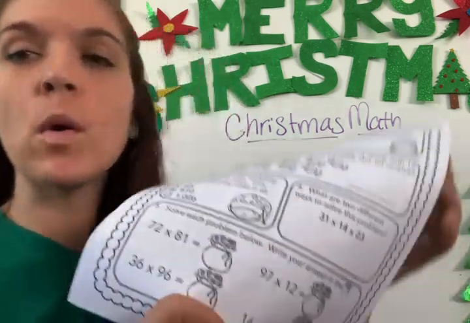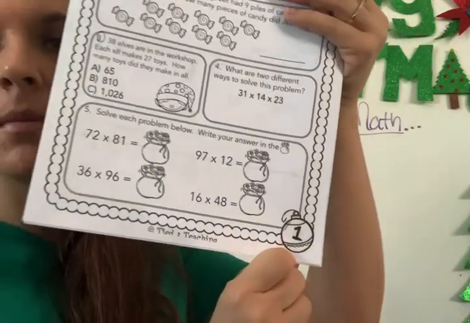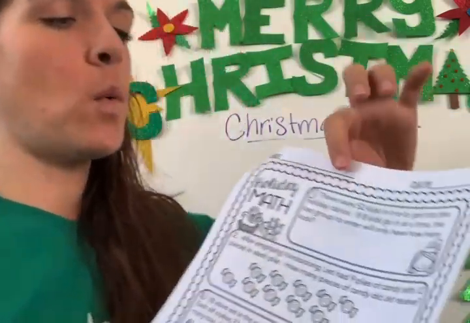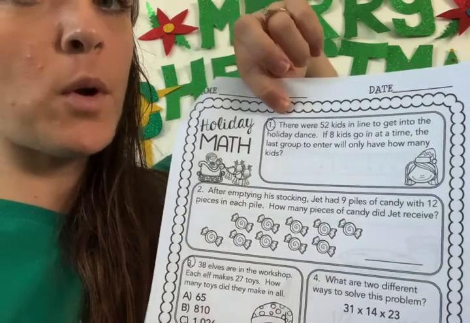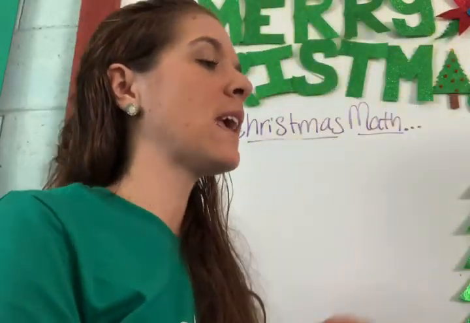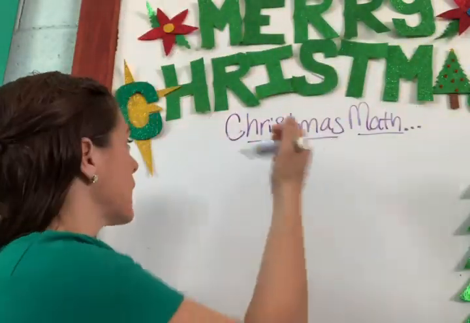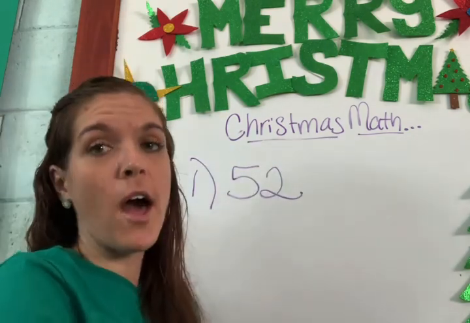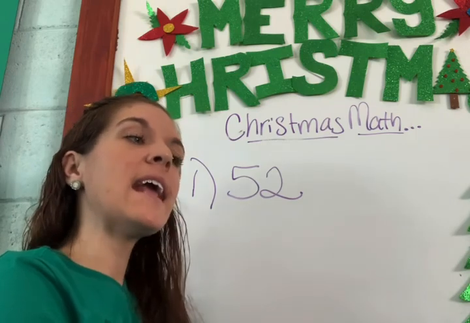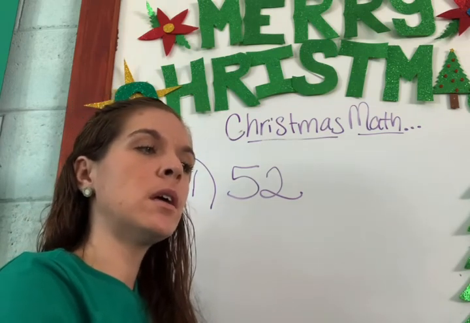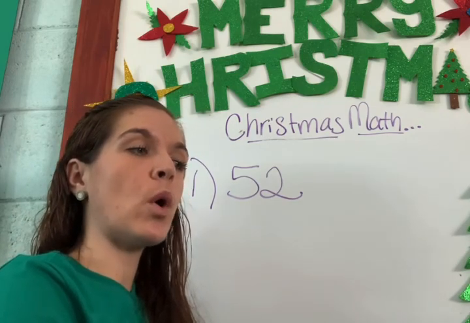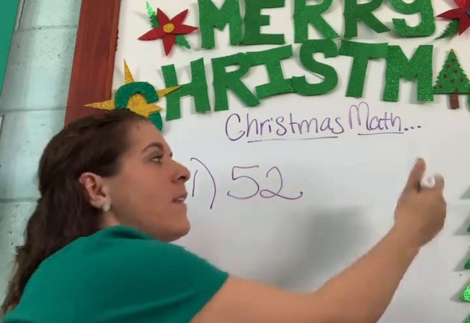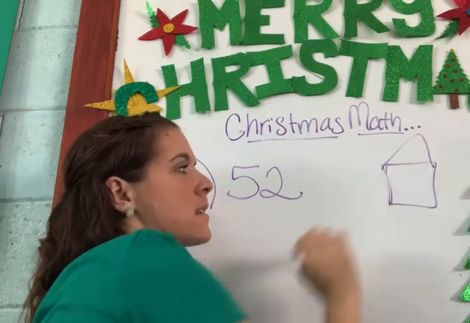Okay, look at page number 1. It says 1 at the bottom. Look at number 1. It says there were 52 kids in a line. Number 1, there were 52 kids in a line to get into the holiday dance. If 8 kids could go in at a time, the last group to enter will only have how many kids? So there's 52 kids waiting in the line to go to the holiday dance.